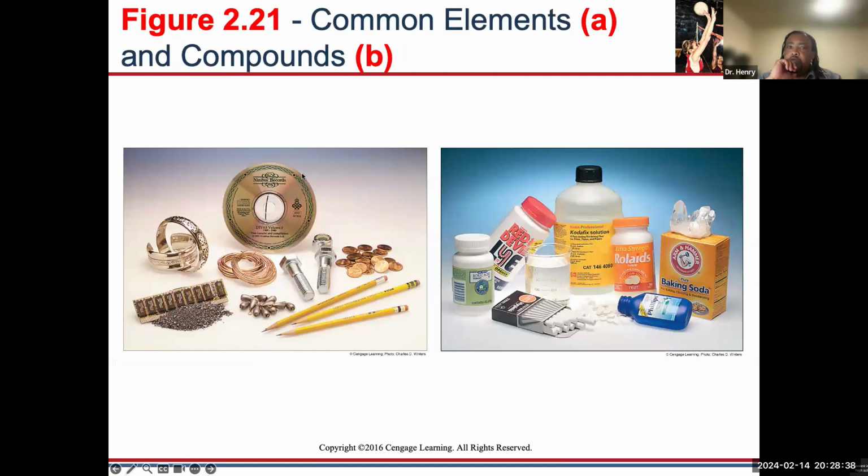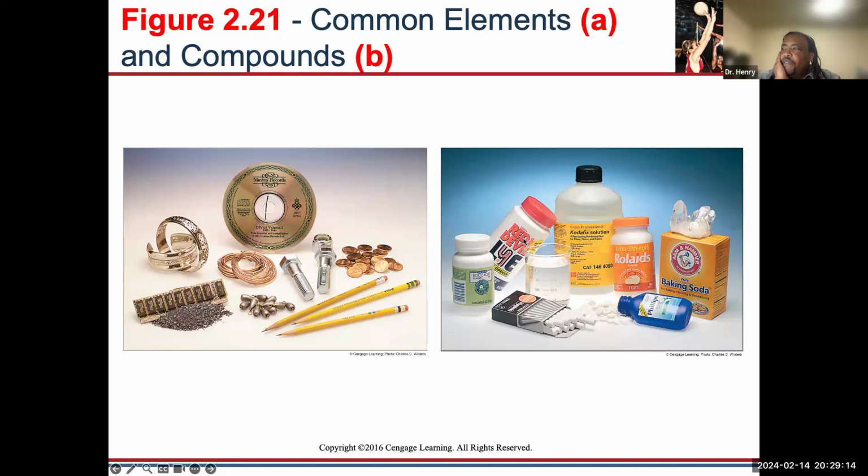And so here's some examples of some common elements. Here we have some gold. We have a CD, which is basically silicon, same thing with our chips here. We have iron. We have lead. We have the carbon in our pencil. And technically copper pennies, although those are alloys now. They're no longer pure. And here's copper wire.